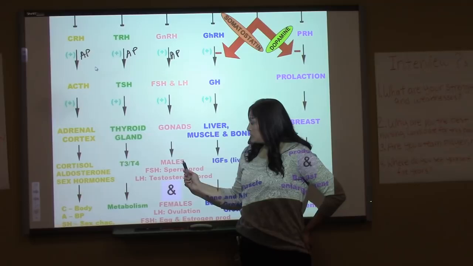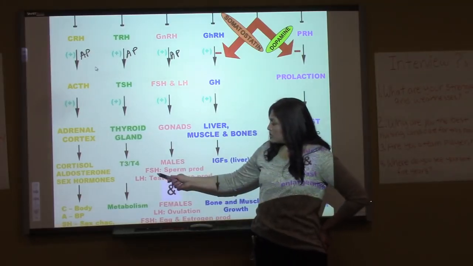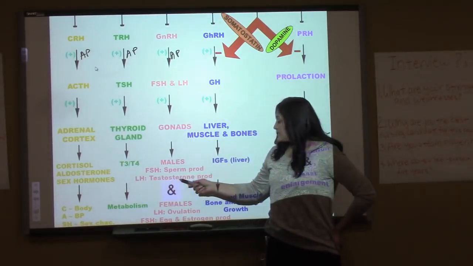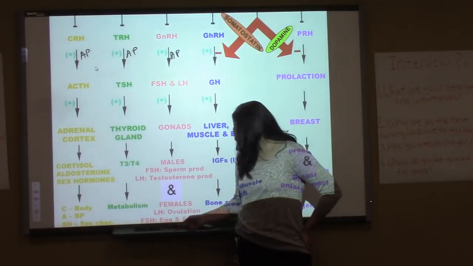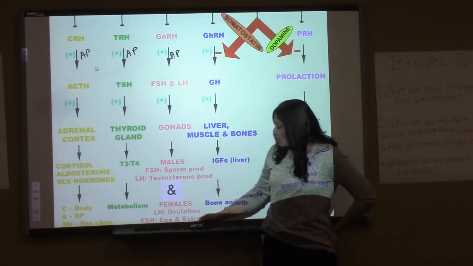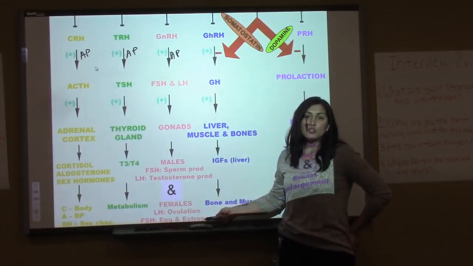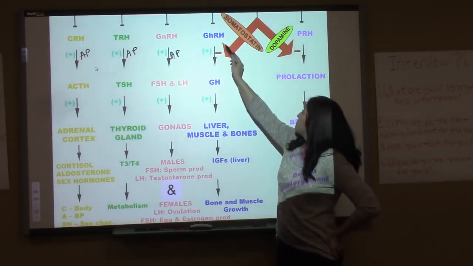So let's look at what their functions are in males. FSH in males causes sperm production. LH in males causes testosterone production. Let's look at the function in females. LH in females causes ovulation, while FSH in females causes the egg and estrogen to be produced. Let's move on to the next column.